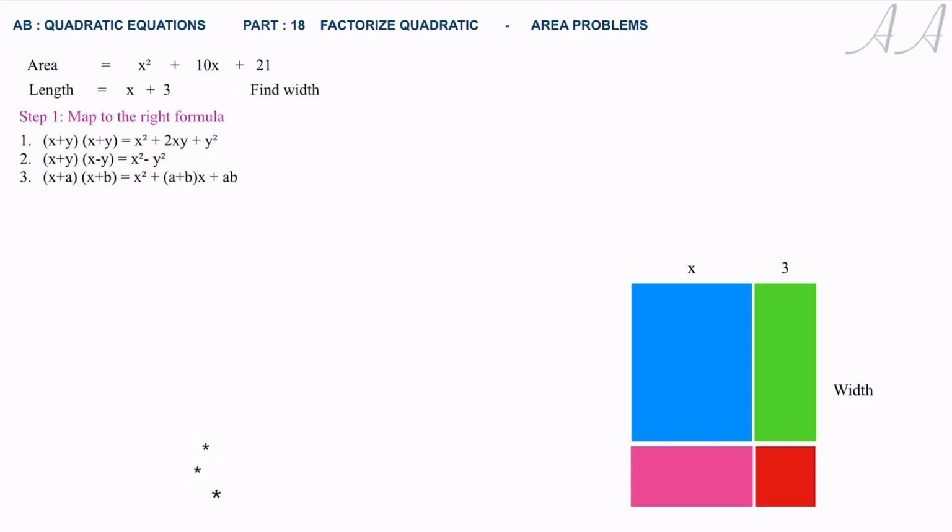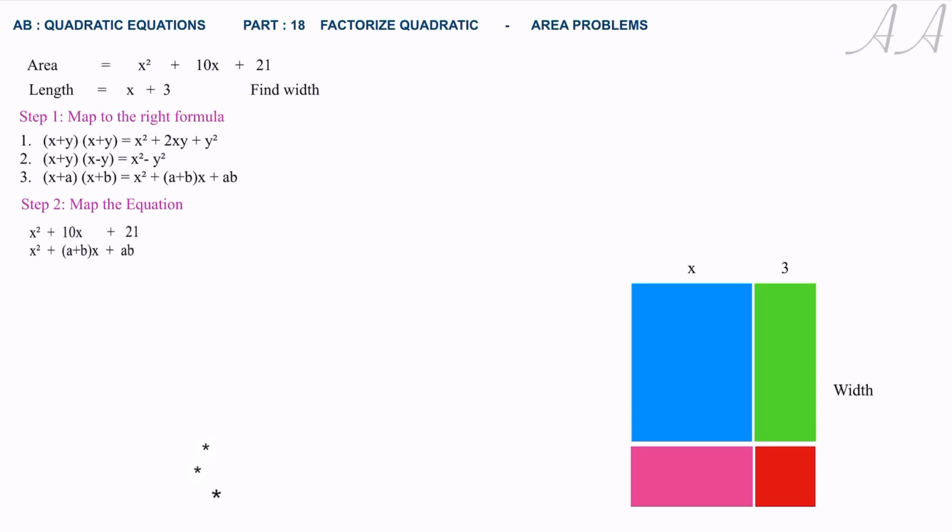x squared and x squared are good. 10x and 2xy are fine, but 21 is not a perfect square, so we can't do formula number 1. Formula number 2, you need 2 terms. We only have 3. So we're going to use formula number 3.